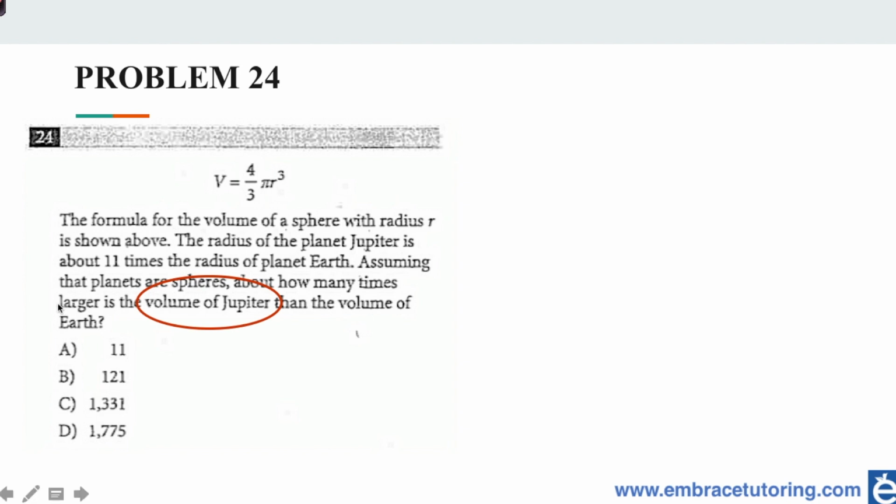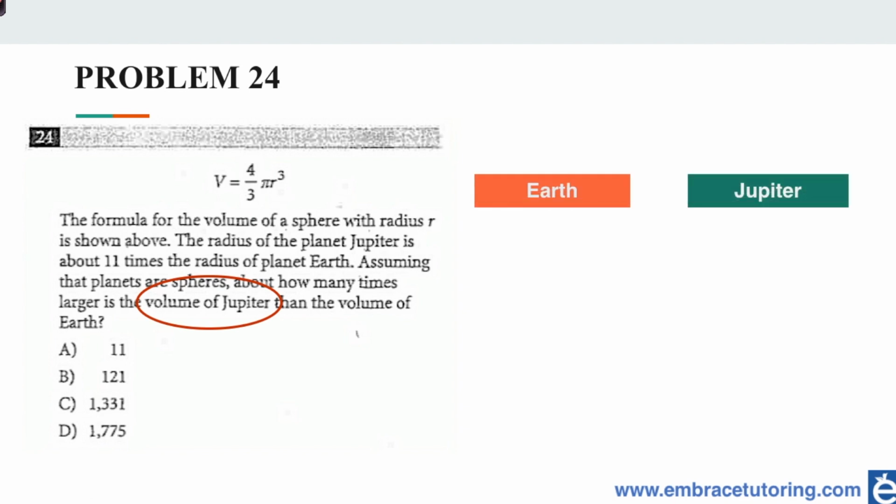Now, it does say how many times larger, meaning that what we're going to need to do is understand Earth as well as Jupiter. We're going to take both of our equations here, but notice that the radius here is a 1. So this is 1r to the third power, or the third exponent. But this becomes an 11r. And the reason why this is 11 is because it's 11 times the radius of Earth. So this number here has to be 11 times what Earth would be. Now the hardest part probably about this question is just understanding what to do with the exponent.